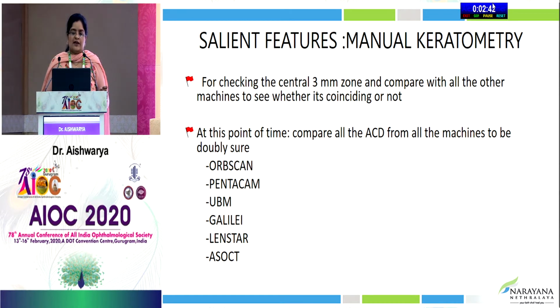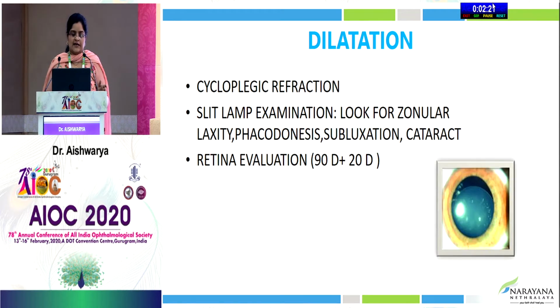Manual keratometry is done by many doctors who want to find out whether all the machines are correlating or not. At this point of time, ACD will help us to understand. OPD-Scan, Pentacam, UBM, Galilei, Lenstar, ASOCT, all will give you ACDs, but you have to take your own decision based on whatever values you feel are going to be helpful for you to size the ICL or the IPCL.